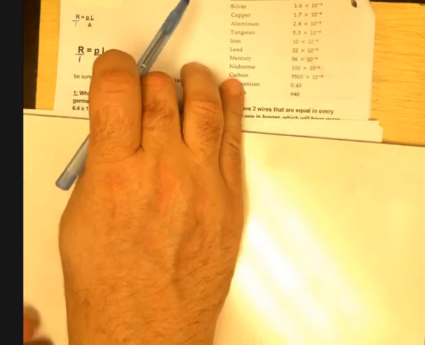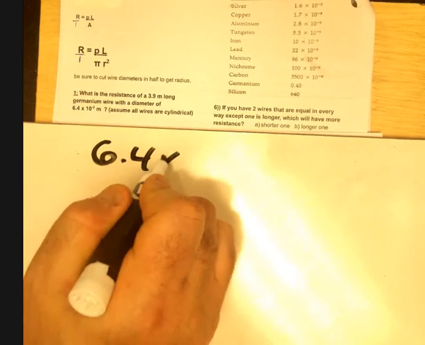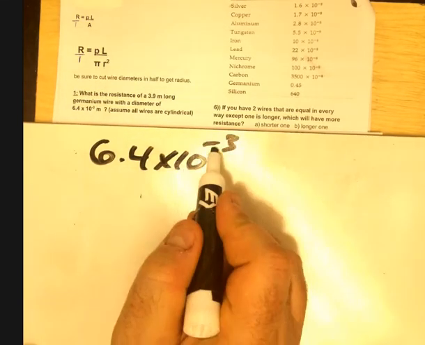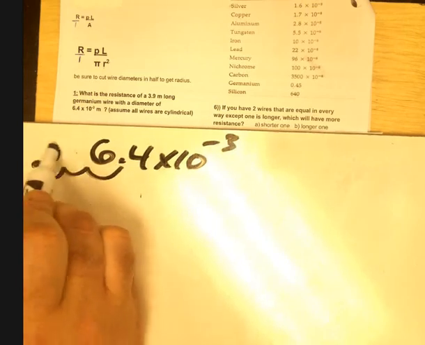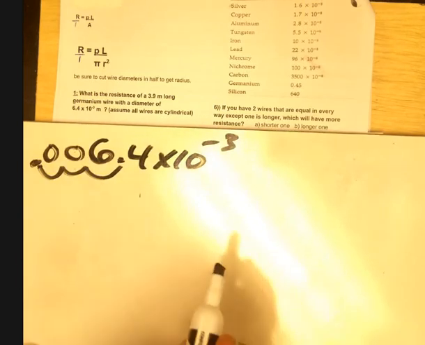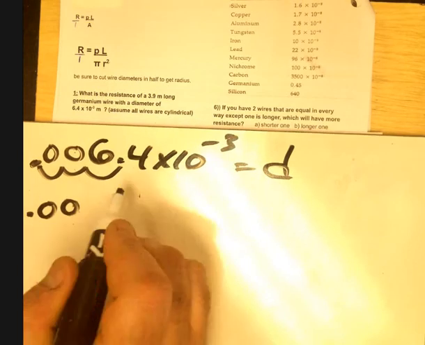Okay, so let's do the first problem here. Number 1, what is the resistance of a 3.9 meter long germanium wire with a diameter of 6.4 times 10 to the negative third? Now, first of all, let's look at this 6.4 times 10 to the negative third. That negative 3 there means that we move the decimal point over 3 places, 1, 2, 3, and then fill in the missing places. So that is equal to the diameter. If I want to get the radius, half of the diameter is going to be this.